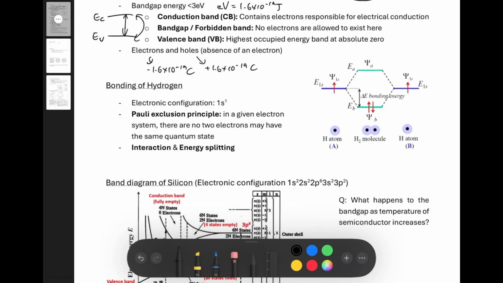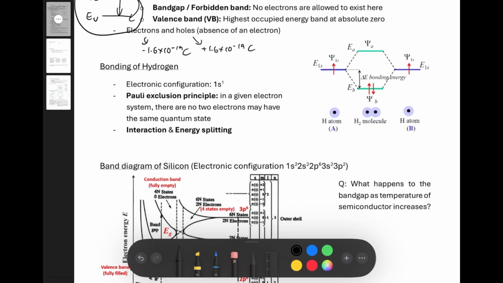Alright, so let's take a look at how this band diagram is formed in the first place. First, we'll look at bonding of hydrogen. We know that the electronic configuration of hydrogen is 1s1 because it only has one valence electron. So let's look at what happens when two hydrogen atoms come close to each other. Before the interaction, each of these hydrogen atoms has one electron in the 1s state or 1s wave function. So you can see this and this.